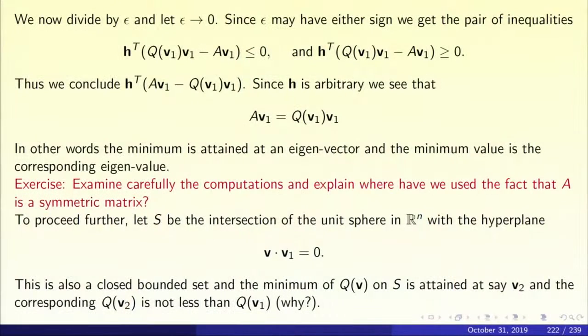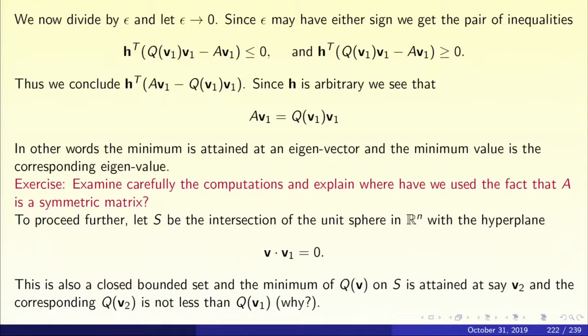Now we need to proceed further. We have captured the smallest eigenvalue, we have captured the minima and we have obtained the lowest eigenvalue. Now how do we get the next eigenvalue? That's the next problem. So to proceed further, let S be the intersection of the unit sphere in Rn with the hyperplane V dot V1 equal to 0.